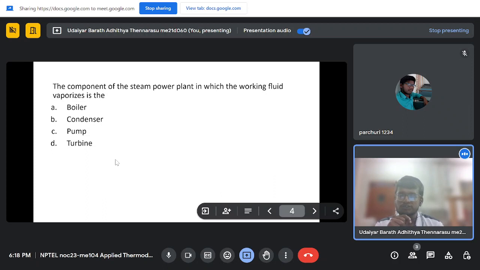So the component of the steam power plant in which the working fluid vaporizes. Your 4 major components of the Rankine cycle are listed: boiler, condenser, pump, turbine. The component where the fluid is vaporizing, converting liquid to vapor, is the boiler. It's a fairly simple question. It's a boiler.